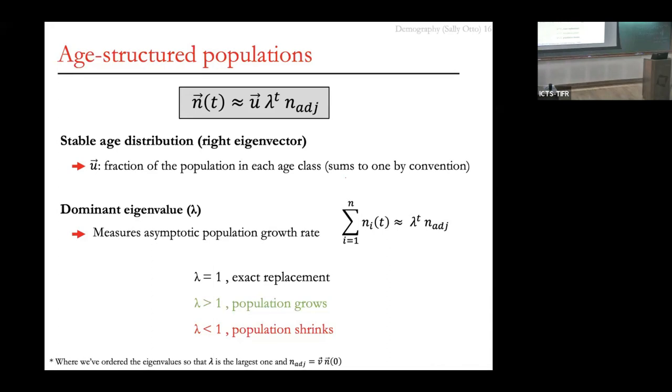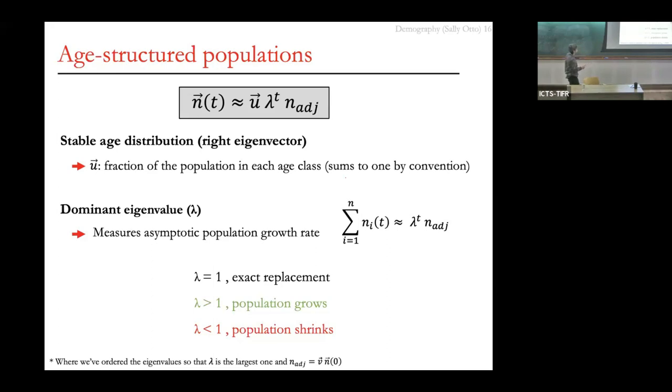Okay. The stable age distribution is given by the eigenvector. It describes the fraction of the population in each age class. It sums to one by convention. And if I were using this on my COVID model, it would be the fraction in the exposed, pre-symptomatic, asymptomatic, and infected stages, right? So this is true whether it's a Leslie matrix or not.